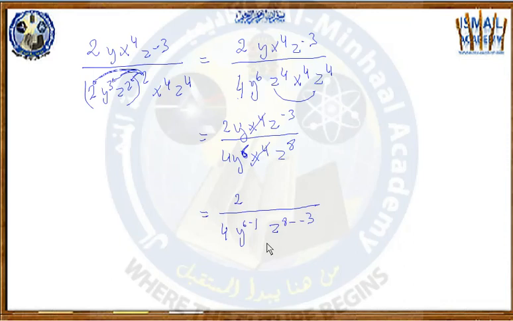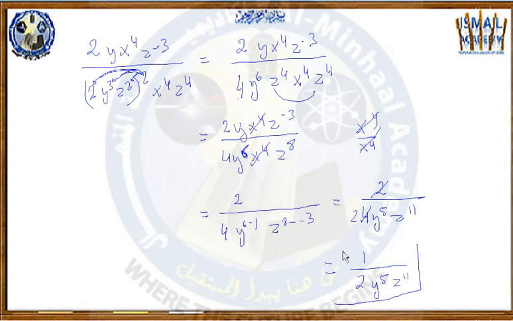The x gets cancelled out? Yeah, because x to the 4 over x to the 4 is what? It's 1. So this is why I cancelled out. Now I just combine. Here I get what? 2 over 4y^5z^11. Then I simplify the 2 with the 4. So what's left is 1 over 2y^5z^11, and this will be your final answer.